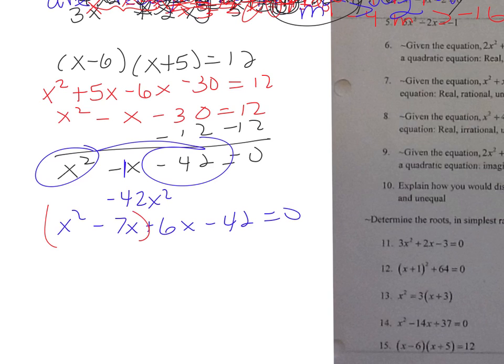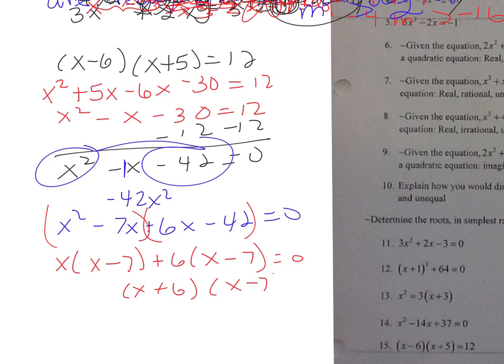Okay, factor by grouping. Obviously, you don't have to do it like this. If you didn't realize that you can factor, you can use the quadratic formula. So GCF is x, so I get x minus 6. GCF is positive 6x minus 7. And then I get x plus 6, x minus 7 equals 0. T-chart, we get x is equal to negative 6 and x is equal to positive 7.